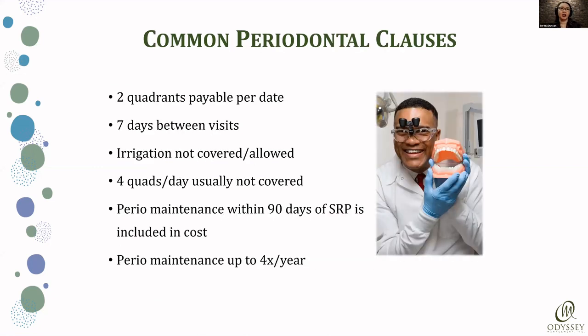Actually, a lot. Okay, so common clauses that really surprise us, so I want you to pay attention to this, is 2 quadrants payable per date. What's really interesting is that for 4 quadrants in one date, there's a lot of clinical research that shows it's ideal to do all 4 quads on one day because you don't have the bad bugs reinfecting the clean sides. But for the longest time, it's been 2 quadrants payable per date.